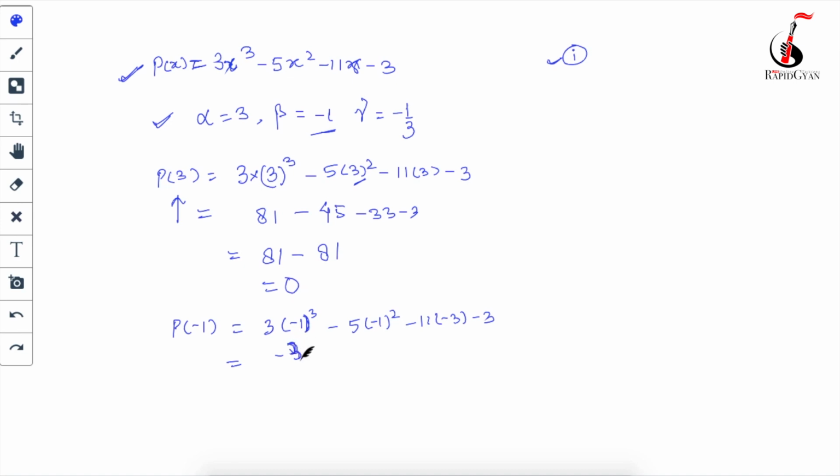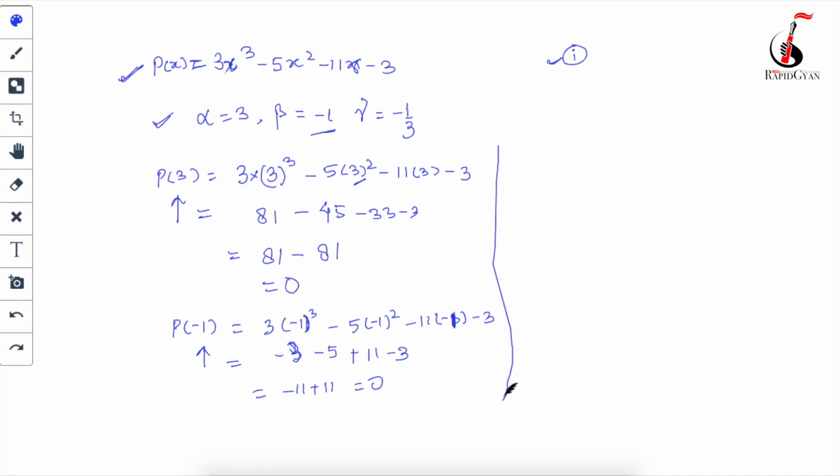Okay, here minus 1 square will be 1. So 1 into minus 5, so this will remain minus 5. This is minus 1 into minus 11, which is plus 11, and this is minus 3. Sorry, my bad. So minus 3 minus 5 minus 3 is minus 11. So here I will get minus 11 plus 11, which is equal to 0. So it means minus 1 is also a zero of the polynomial.